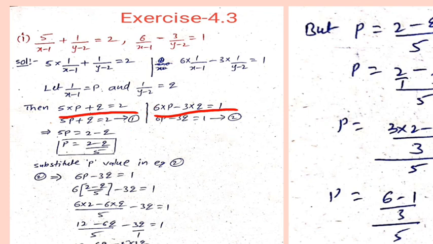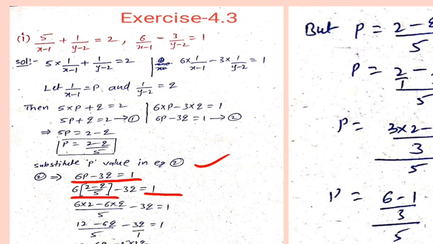So let us solve these two equations. To solve two linear equations, we have methods: one is the substitution method, another is the elimination method, and the graphical method is also there. But the graphical method will take a lot of time. So either use the substitution method or the elimination method to solve these two equations. Here I used the substitution method. From equation 1, I found the p value, that is p equals 2 minus q by 5. Substitute this p value in equation 2. So 6p minus 3q equals 1 becomes 6 bracket of 2 minus q by 5, minus 3q equal to 1.